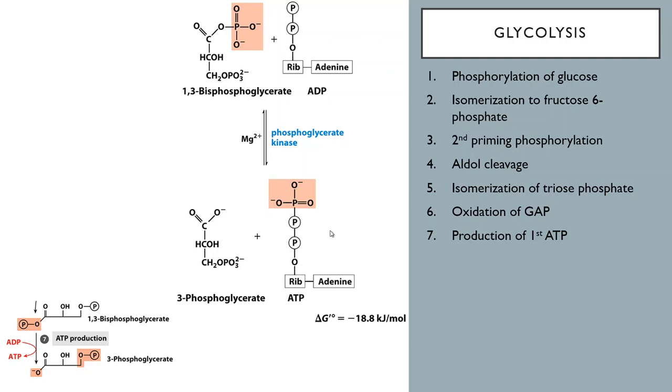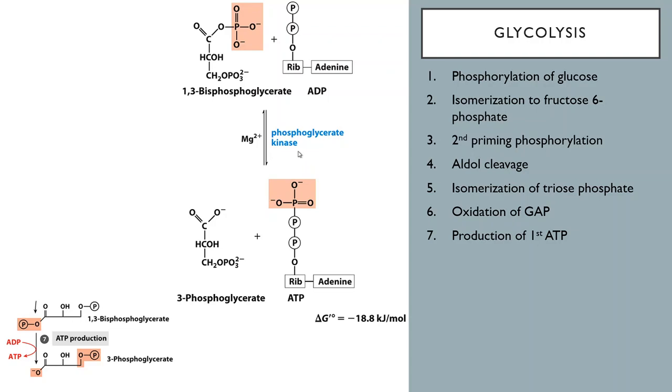And so that energy that was used to add the phosphate in the first place is then used to make ATP. So this is our first ATP that we've made that actually can be used now by other enzymes that require energy. And now we're left with 3-phosphoglycerate as the next intermediate.